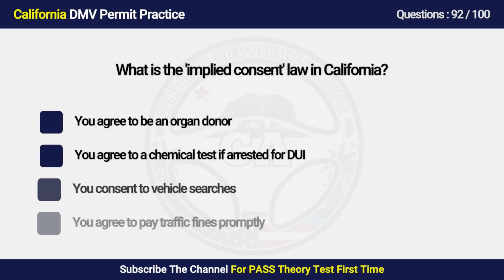Question 92. What is the implied consent law in California? A. You agree to be an organ donor. B. You agree to a chemical test if arrested for DUI. C. You consent to vehicle searches. D. You agree to pay traffic fines promptly.